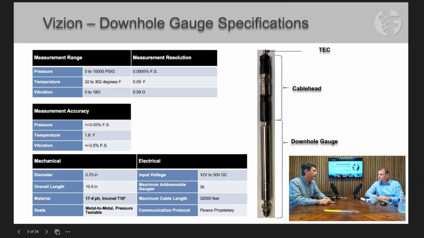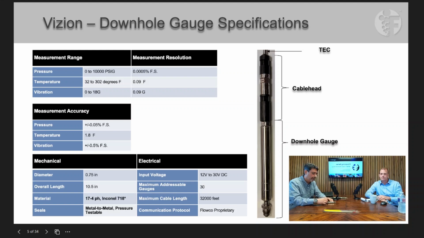And the published pressure accuracy that we have is plus or minus 0.05% full scale. Okay, which is 5 psi. That's 5 psi at 10,000 psi. Correct, max pressure rating. Correct.